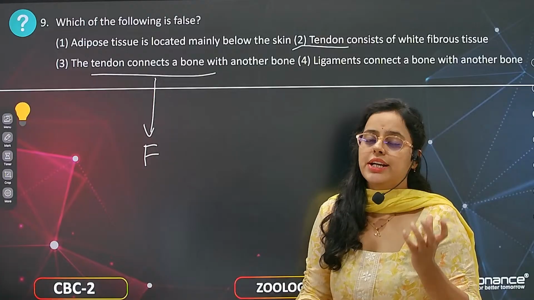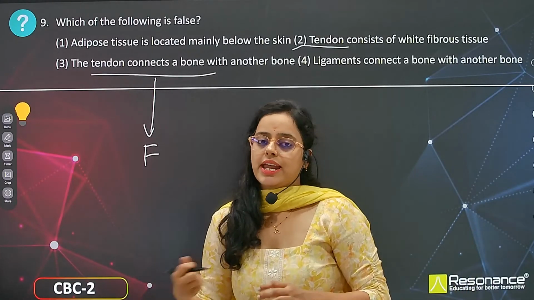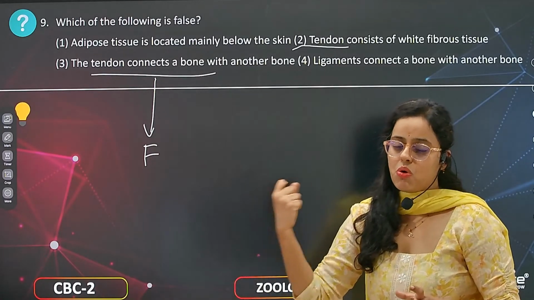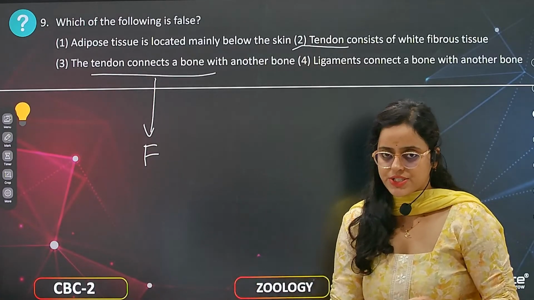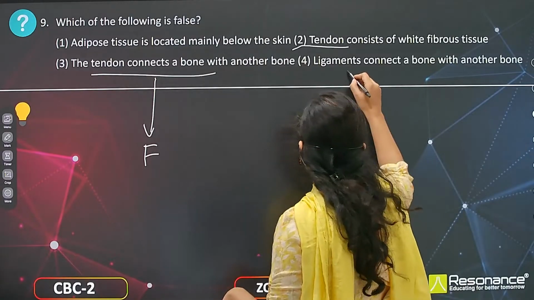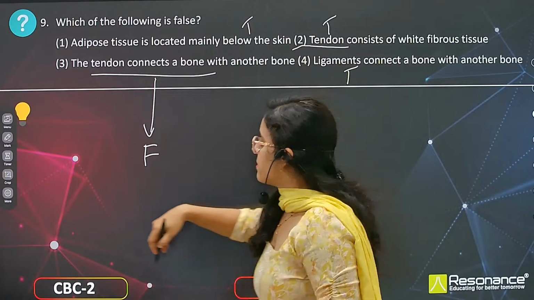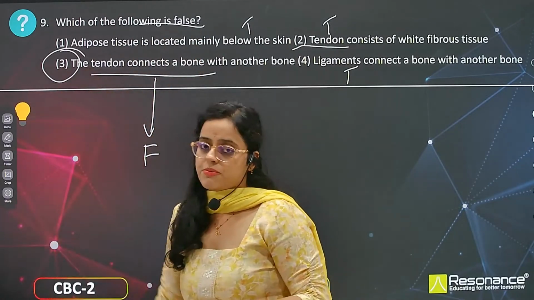It generally connects muscle to the bone so that movement can take place. The muscle contracts and relaxes. As a result, the bone moves along with the muscle contraction and relaxation. Now coming to ligament, which connects bone to another bone. Yes, this is a true statement. The first, second and fourth statements are true, and the false statement is the third option.